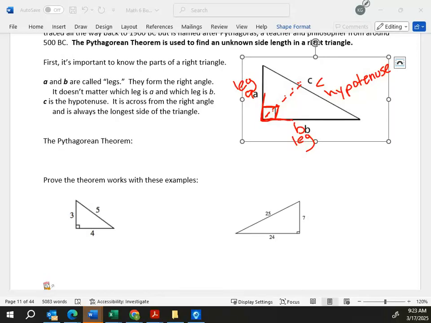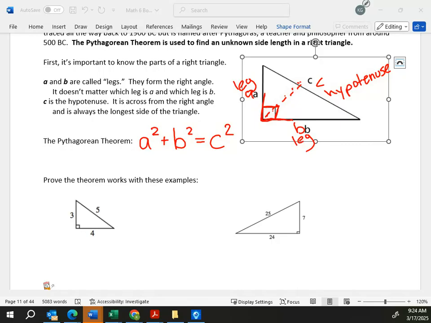So the Pythagorean theorem always looks like this. A squared plus B squared equals C squared. How many of us have heard that before? I heard a couple people whispering it as I was saying it. How many of us knew it was called the Pythagorean theorem? Nice. Okay. A squared plus B squared equals C squared. We will see this again and again.